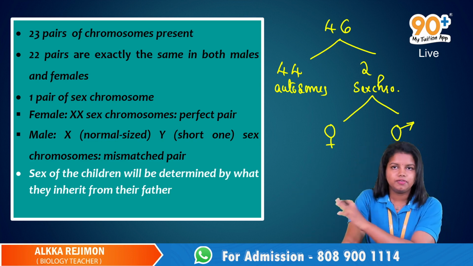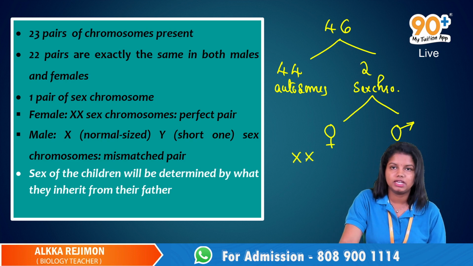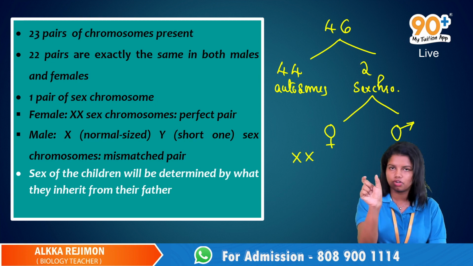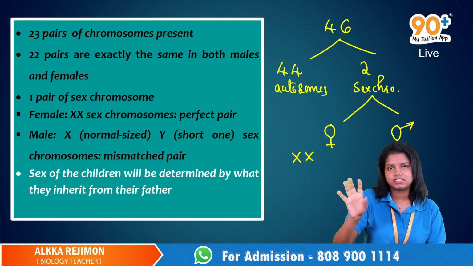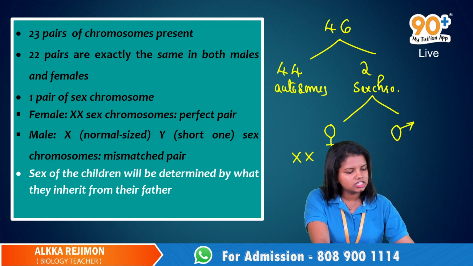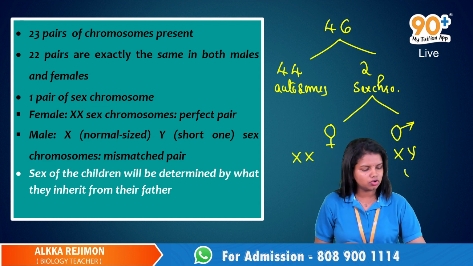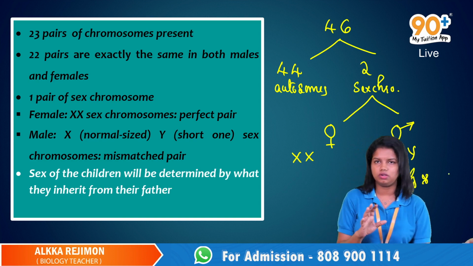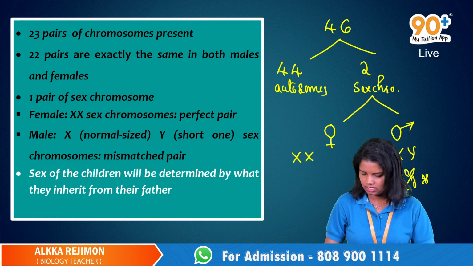That is, if it is a female, the sex chromosome is going to be capital X, capital X. Means the last pair of chromosomes, those two chromosomes look alike. They are similar. They are in the XX condition. But if it is a male child, the chromosomes are going to be different from each other. That is the XY condition. That is, one will be a bit larger, and the other will be smaller. It is very small. So that's the difference between male and female sex chromosomes.